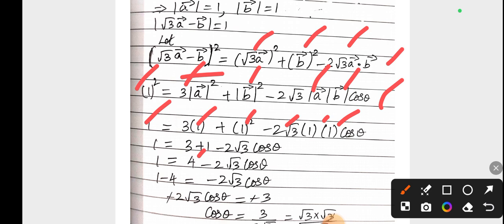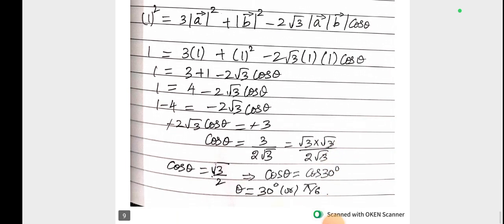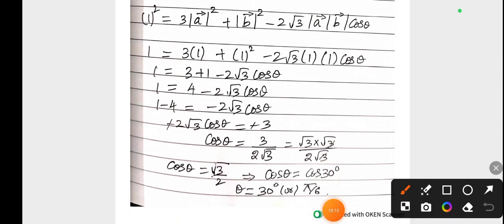3 plus 1, 4. So minus 2 root 3 cos theta goes inside, becomes plus 2 root 3 cos theta, then the 3 comes here. Then you will get 2 root 3 cos theta equal to 3. Then you will get cos theta equal to 3 by 2 root 3.